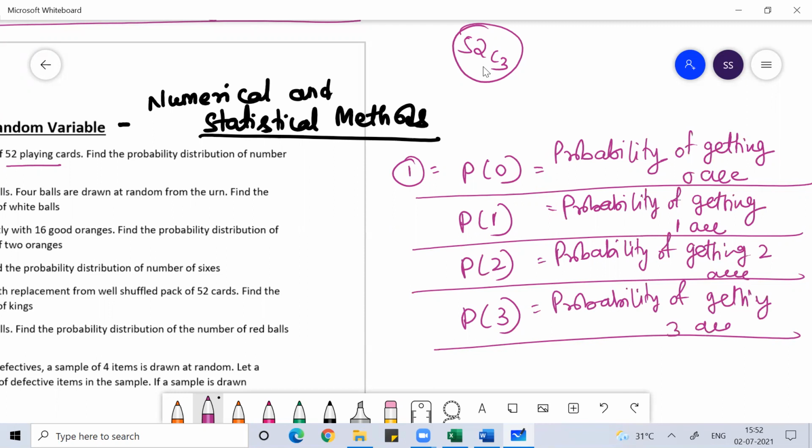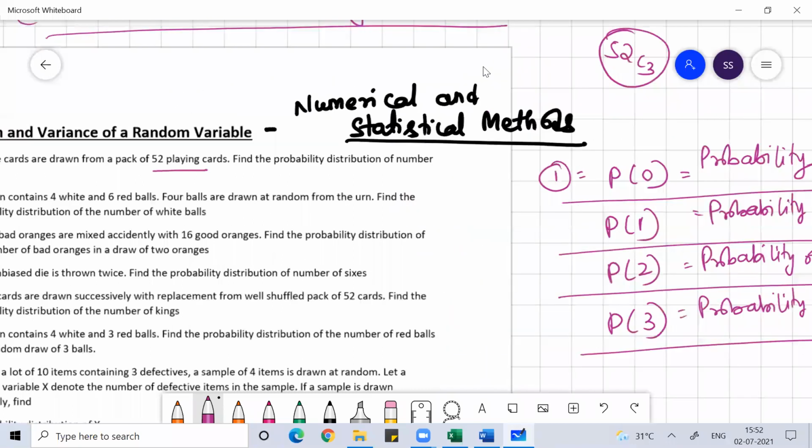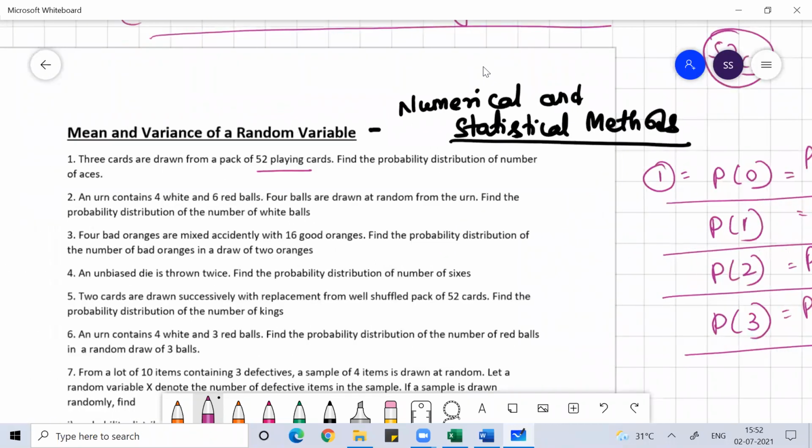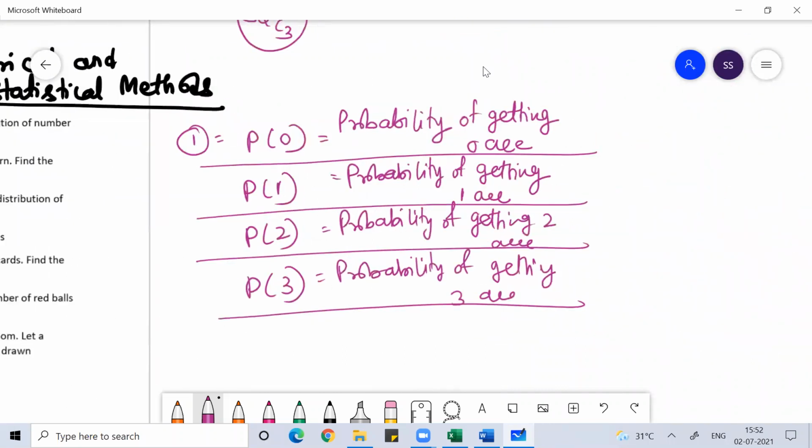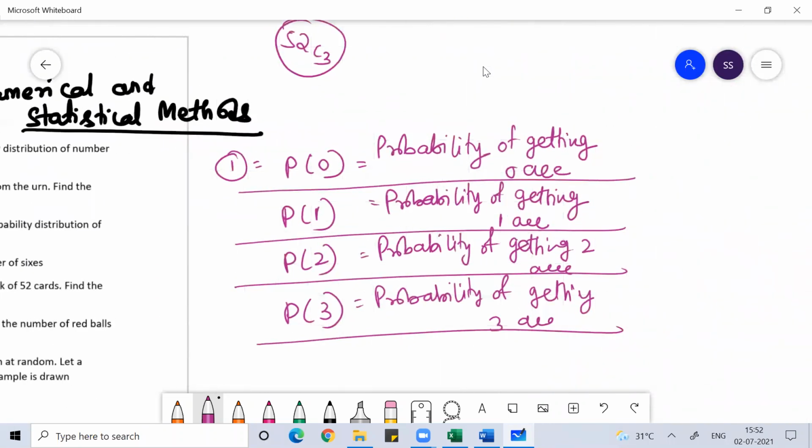Now, once we understood this, the next thing is to calculate these probabilities. If I draw three cards, what is the probability I'll get zero aces? That would be, if you draw three cards and you want no ace in that, the favorable outcome would be that all three cards should not be ace. There are four aces among the total 52 cards, which means all three cards should not be ace.